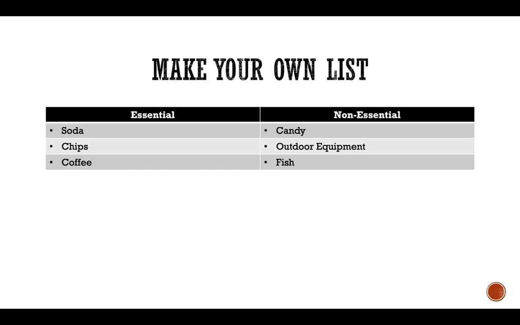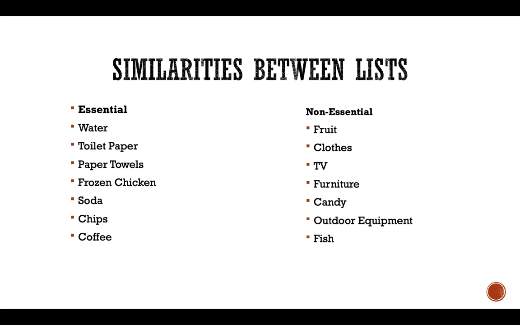Now, after making and seeing these two lists, yours and mine, let's draw some comparisons between the two in order to define what is essential and what isn't, and what the similarities are, so that we can better understand what our concept is. So between the two lists that we have created, under essential we have water, toilet paper, paper towels, frozen chicken, soda, chips, and coffee. Non-essential we have fruit, clothes, TV, furniture, candy, outdoor equipment, and fish.